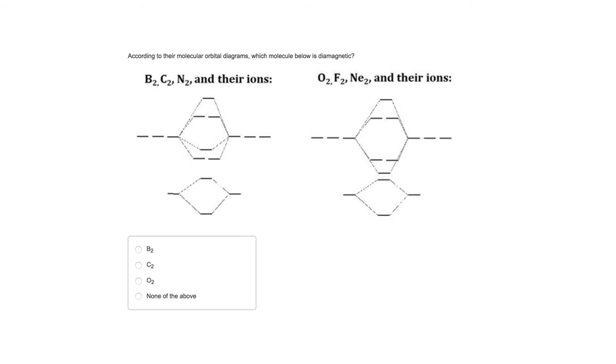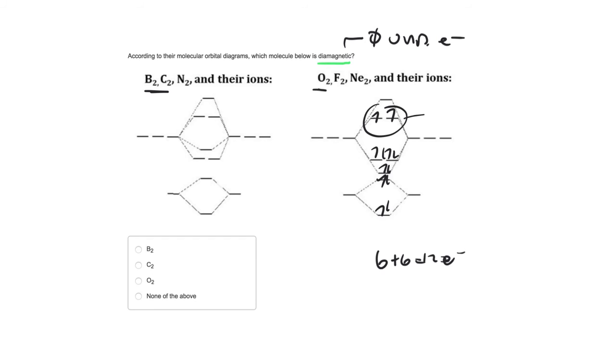I wanted to pull a couple different questions on MO theory. Which molecule is diamagnetic? Diamagnetism is 0 unpaired electrons. Paramagnetic is 1 or more. And so B2, C2, and then O2, let's do O2 first. We know O2 is paramagnetic, but we're putting 6 plus 6 for 12 electrons in for O2. So 2, 4, 6, 8, 10, 12. So definitely paramagnetic for oxygen.